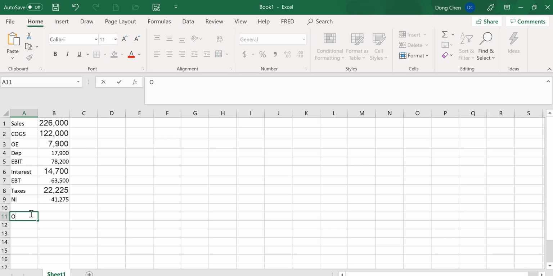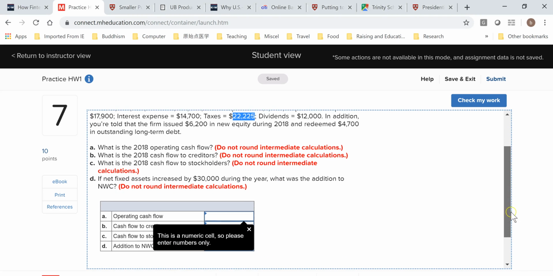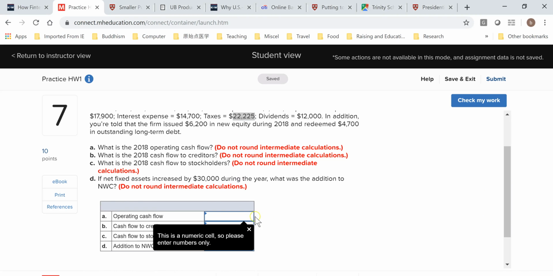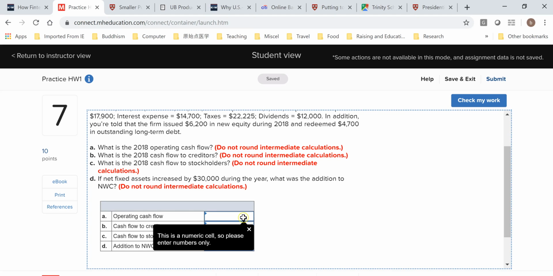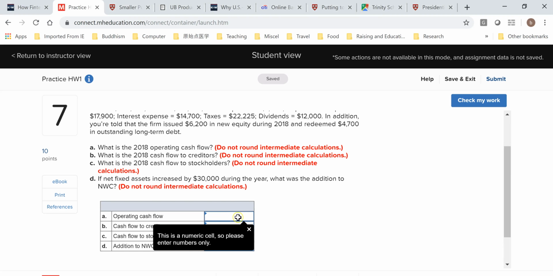So OCF equals EBIT, add back depreciation, and minus taxes. So this is my final answer. Just copy that number back. Looks like it doesn't allow me to copy back. Let me try again, see whether it works. If it doesn't, I have to type the number myself. 73875.